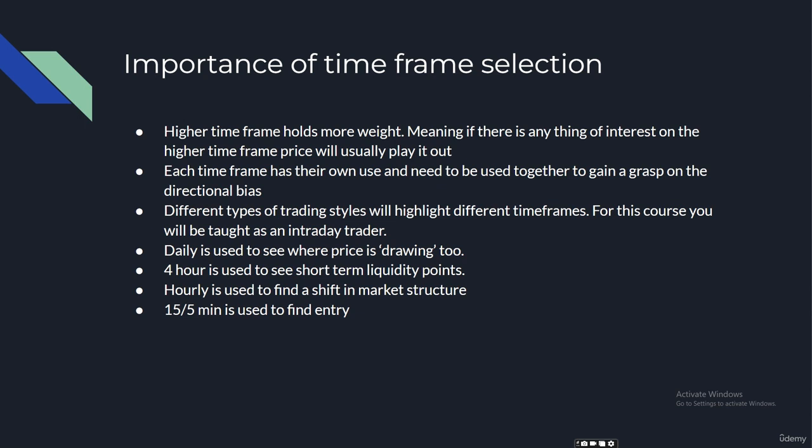Daily is used to see where price is drawing to. I mentioned this before: drawing to is basically where you think price is reaching to, where it's gonna go next. Where's the next logical point that price is reaching to? That's what drawing means. And 4 hour is used to see the short-term liquidity points. Hourly is used to find the shift in market structure, and 15 and 5 minute is used to find entry.